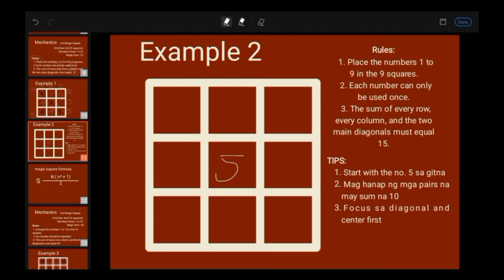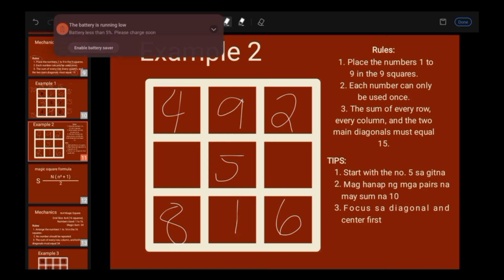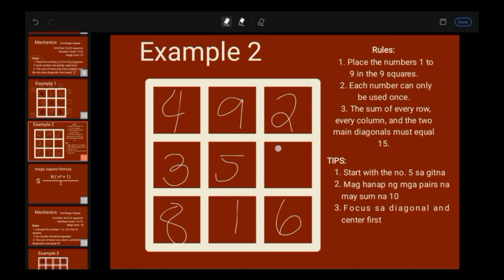So, dito muna, 8 and 2, 4 and 6, then 9 and 1, then 3 and 7. So, let's check kung magiging magic square nga ba ito.